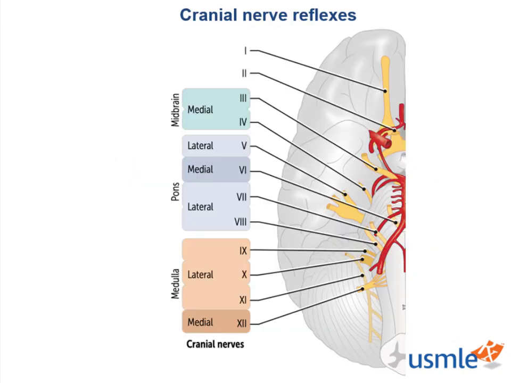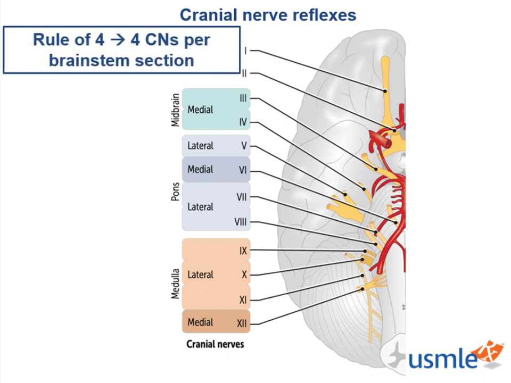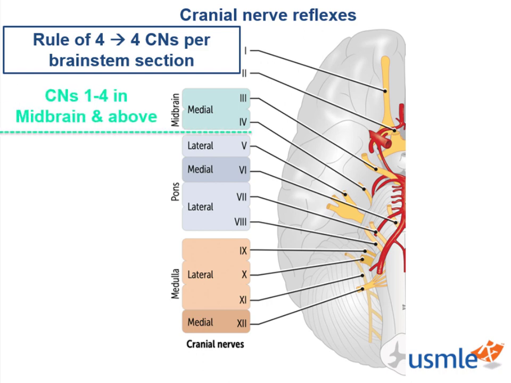This image of the brain, brainstem, and cranial nerves will guide our discussion. First, you must understand the rule of 4 to organize the 4 cranial nerves that exist at or above each level of the brainstem. For example, cranial nerves 1 through 4 are located in or above the midbrain. Specifically, cranial nerves 3 and 4 are in the midbrain.